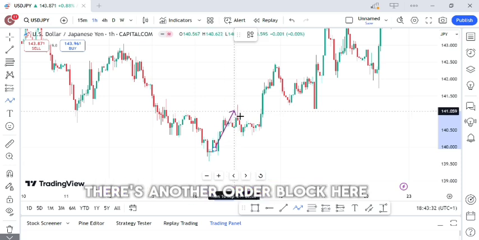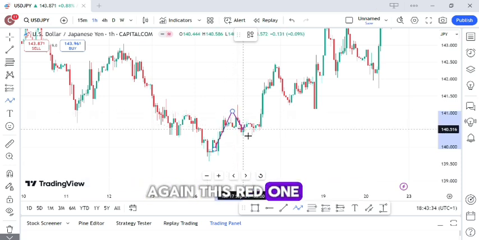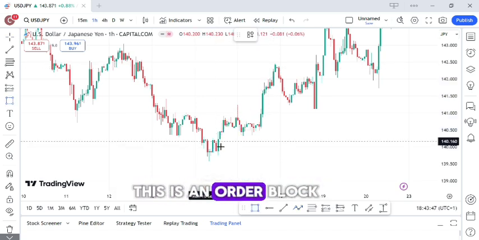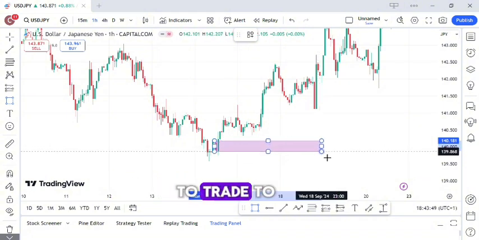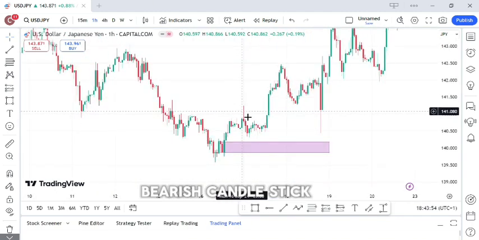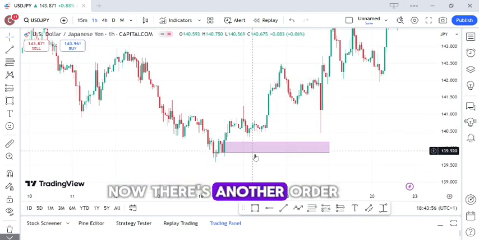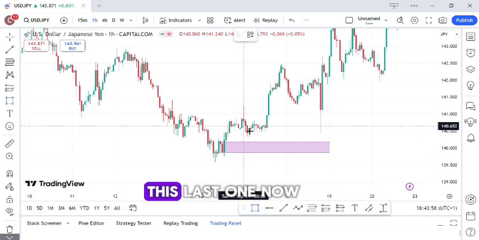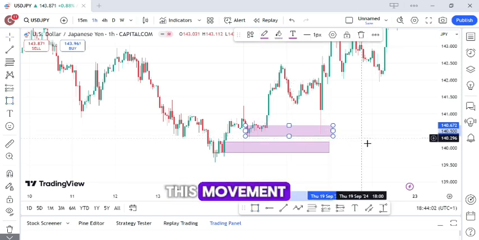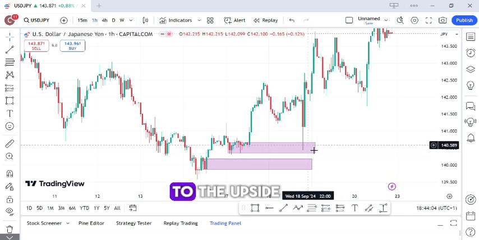That's the order block. There's another order block here again. This red one now created this move. That's another block. So this is another block that we're expecting price to trade to. This red bearish candlestick. Now there's another order block here. This last bearish candlestick was what created this movement. It created this move to the upside.